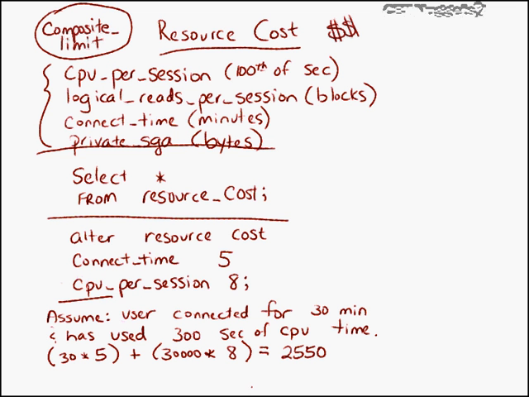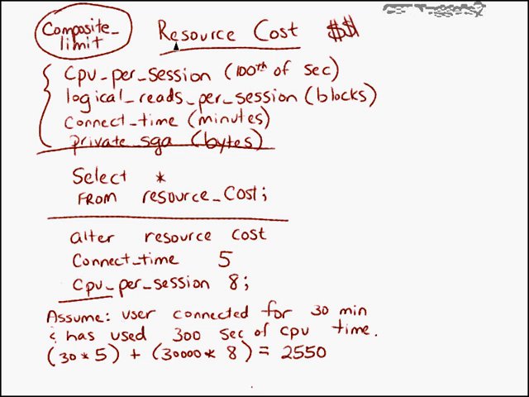Let's revisit this profile parameter called composite limit. Remember that this is a weighted average of 4 different values: CPU per session, which is in 1/100th of a second, logical reads per session, which is in blocks, connect time in minutes, and private SGA in bytes. Now remember, the private SGA is going to be used for the shared server option, which we'll discuss in a later nugget. So the weighted average of this resource cost can be modified, but it can only be modified on the database level. In other words, we cannot modify this on the profile level.